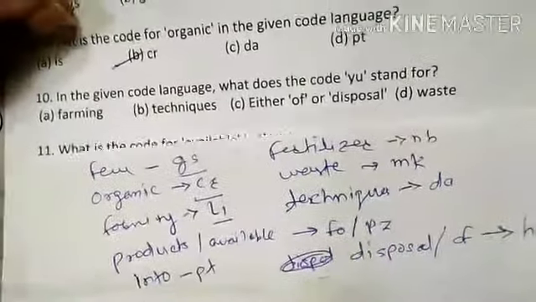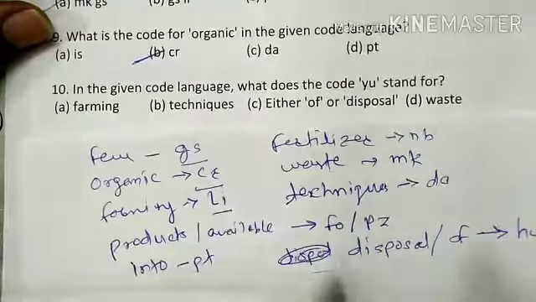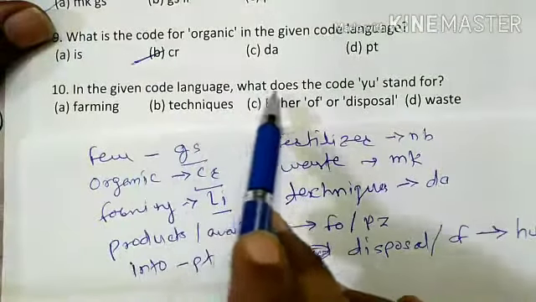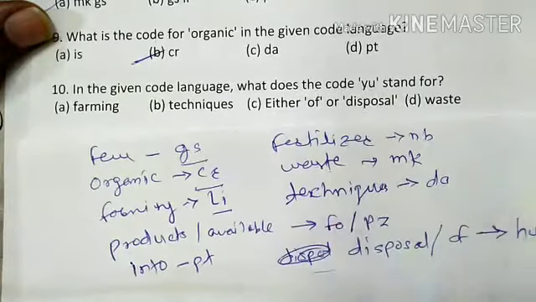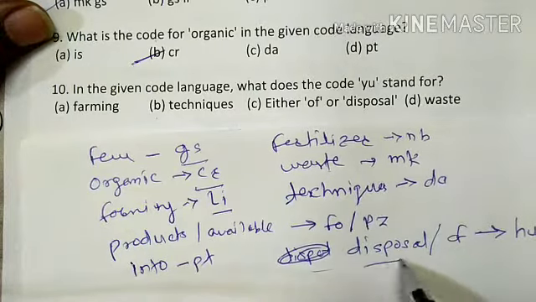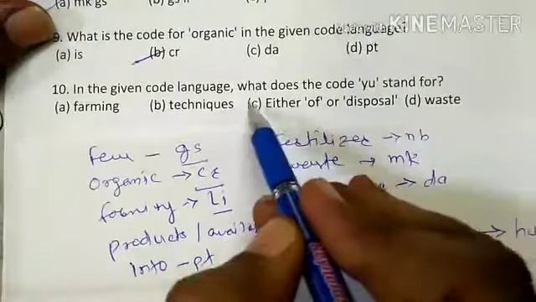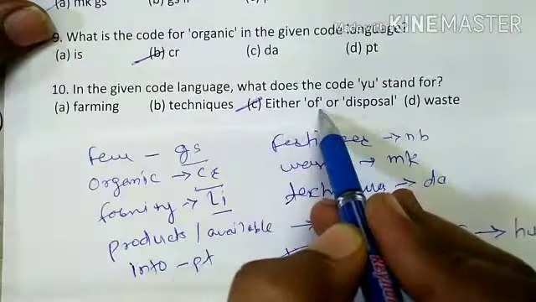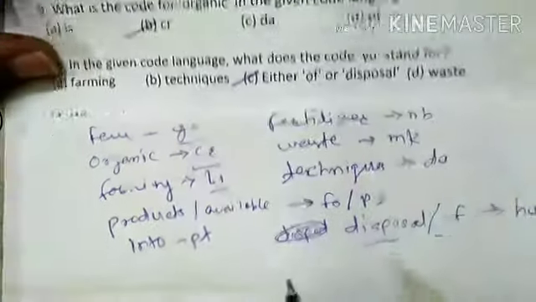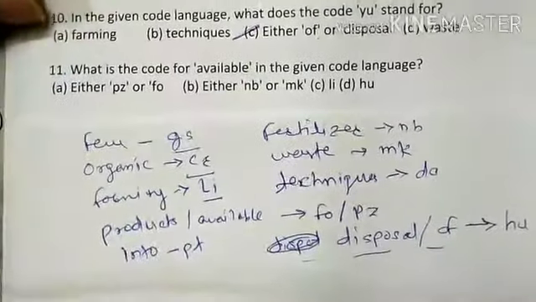Question number 10. In the given coding language, what is the code YU? There is no exact word for YU. YU may be either disposal or of. So option C is correct.